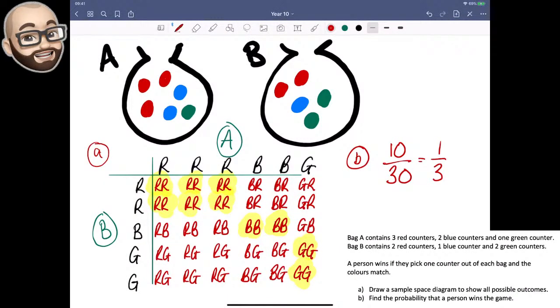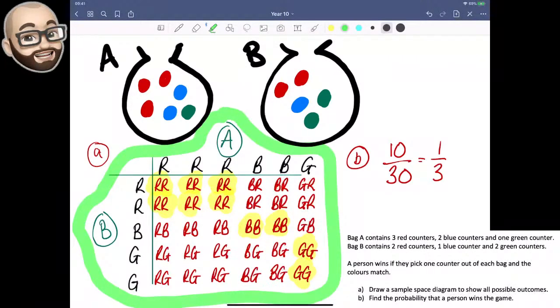The key thing here was this thing at the bottom left corner. This was the sample space. So if it asks you to draw a sample space, this is what you need to actually draw down.